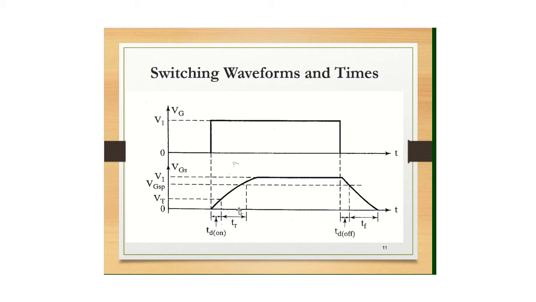If you observe the turn off characteristics, in turn off you have the turn off delay time, TD off, which is the time required for the input capacitance to discharge from the overdrive voltage to the pinch off region. Observe here, that will be your turn off delay time.